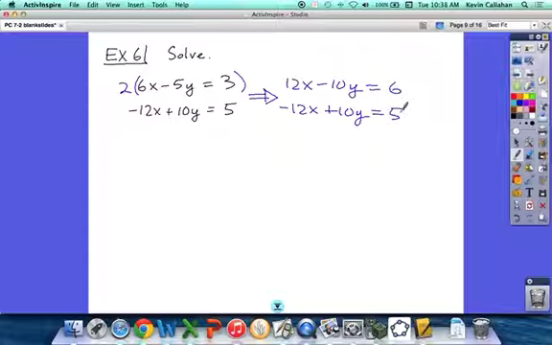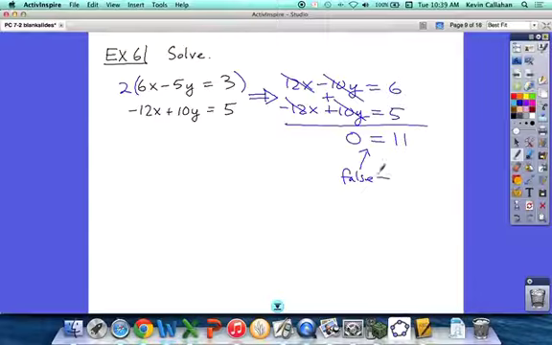Next step would be to add them up, right? And what happens? The x's cancel and the y's cancel, so we get 0 on the left-hand side. And on the right, you've got 11. So what could that be a sign of? No solution. That's what it looks like when there's no solution. False. So therefore, no solution.